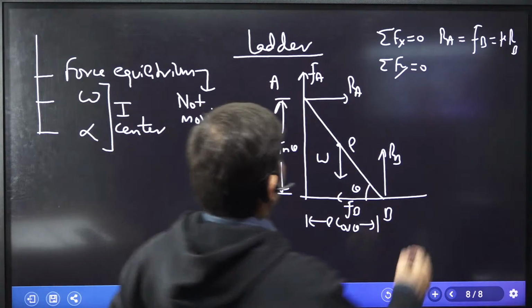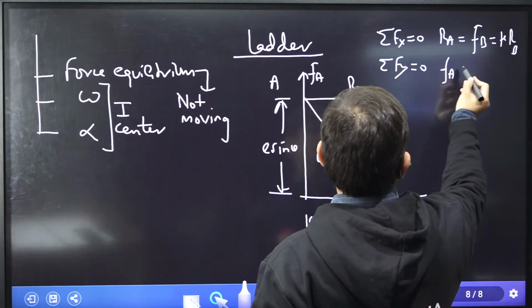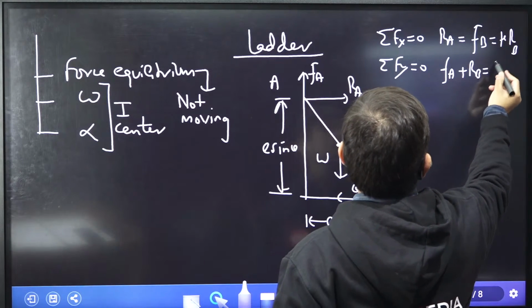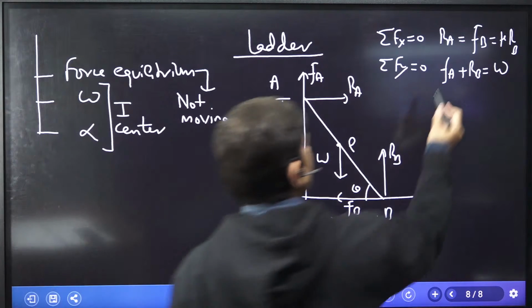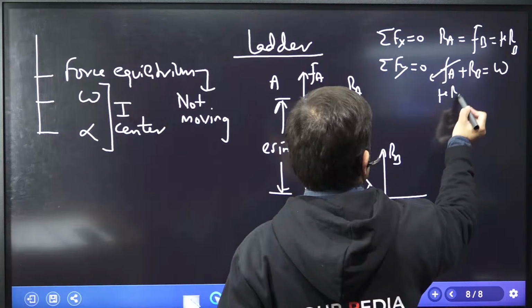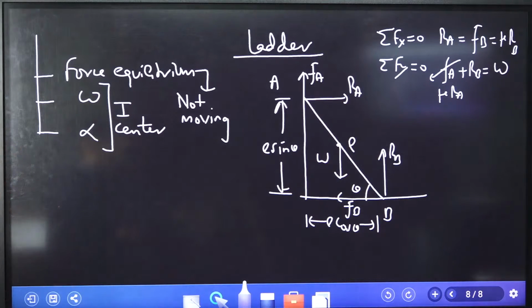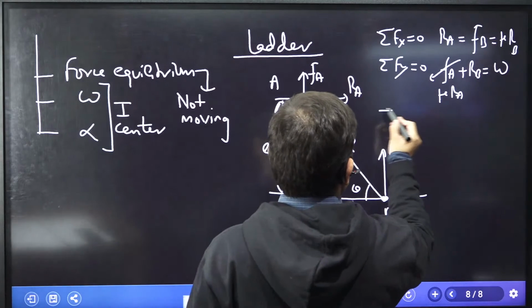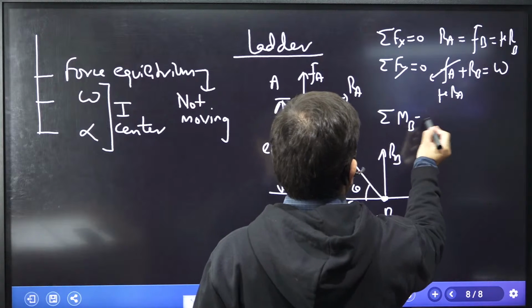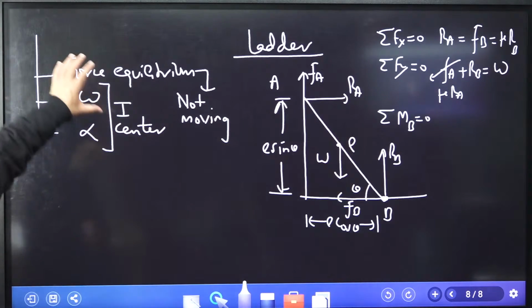Vertical forces: Fa plus Rb is equal to W. What is Fa? Mu into Ra. So normal reaction at A, Ra, with mu, plus Rb is equal to W. Equation number 2. Now these two equations are not sufficient. So what do we need to do? Let's take the moment about point B and equate it to 0. What do you understand by equilibrium?